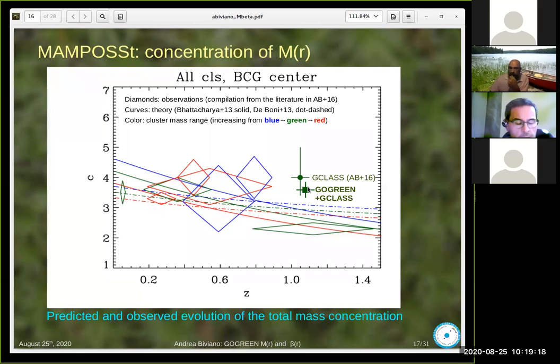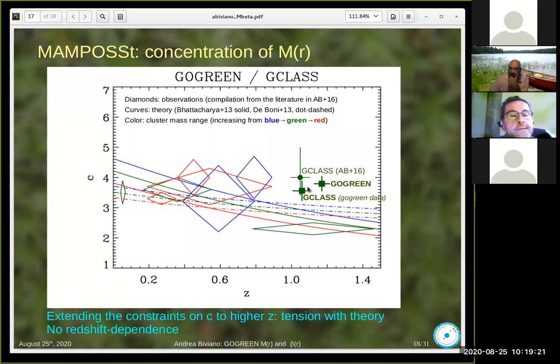Now, if you split our sample in G-class and GoGreen, where G-class is also the GoGreen data now. So these are all the clusters which were originally in G-class plus the data from GoGreen. The points should sit at the same redshift here, but I just displayed that for the sake of visualization. You see that we confirm the G-class result with smaller error bars. We now get a point at higher redshift, 1.25 on average, from GoGreen, which confirms the fact that basically it seems like concentration is evolving.